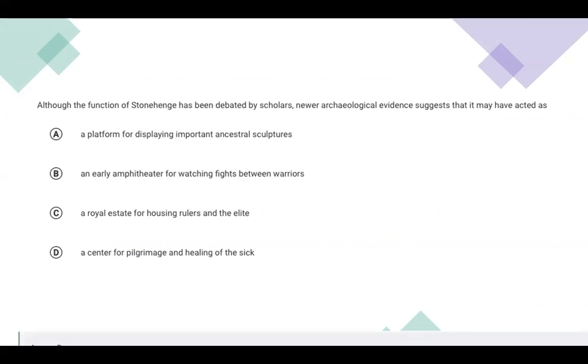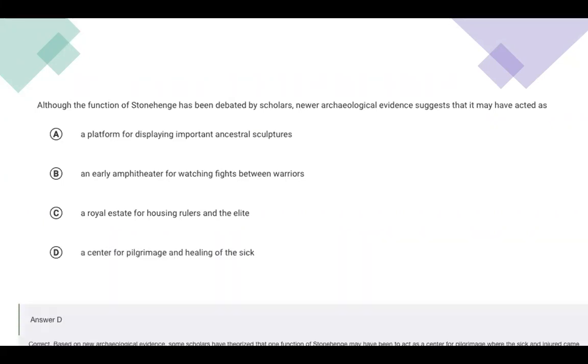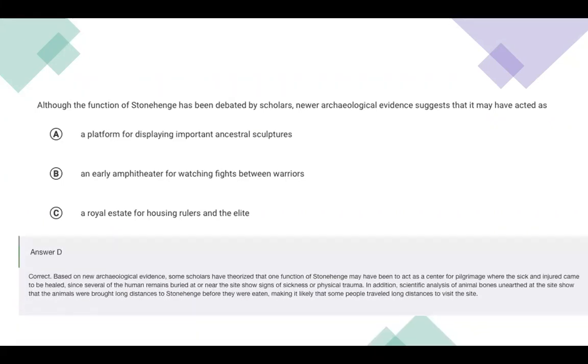Next. Although the function of Stonehenge has been debated by scholars, newer evidence suggests it may have acted as, pause it, the answer is D, a center for pilgrimage and healing of the sick. And they believe this because of remains that were buried. Okay, go ahead and read that.